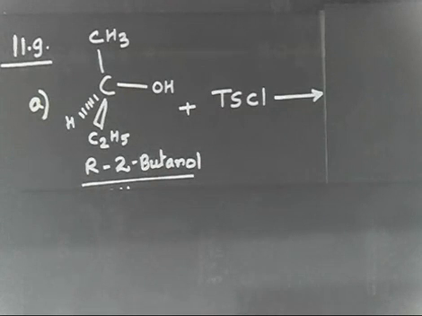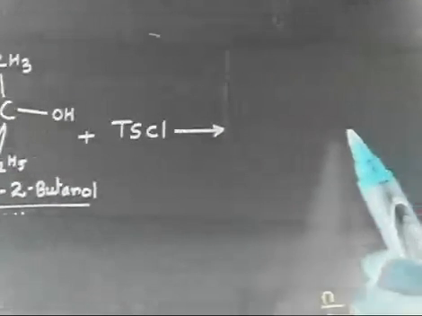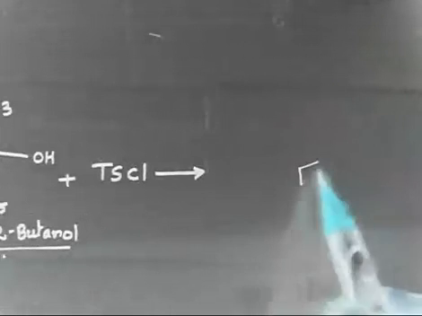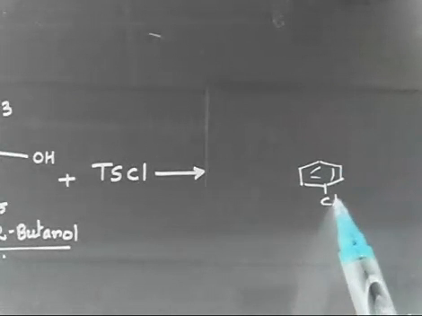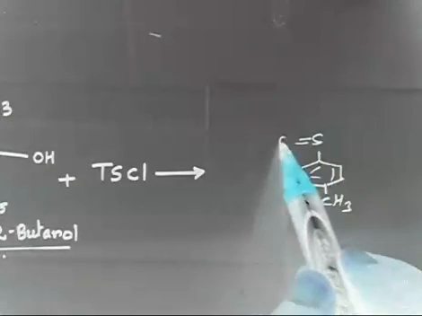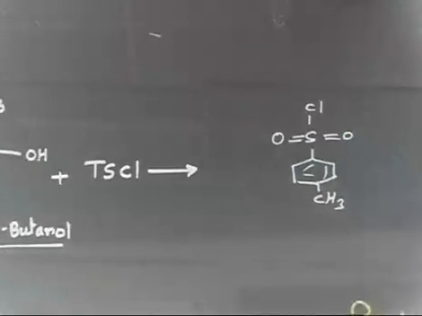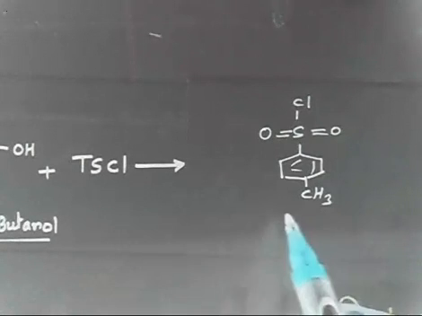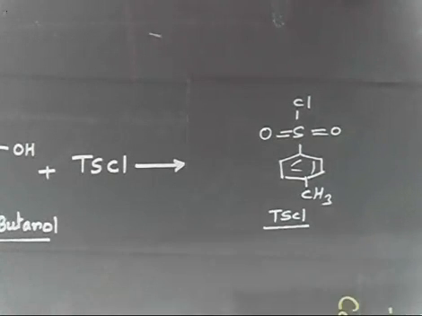Have you written the product or not yet? Done. Do you remember what TsCl is? Para-toluene sulfonyl chloride. Let me draw here itself. This molecule, if you remember, at the para position you have a methyl group, and if you have SO2Cl, this is called para-toluene sulfonyl chloride. In short, this is written as TsCl. Did you remember or not?